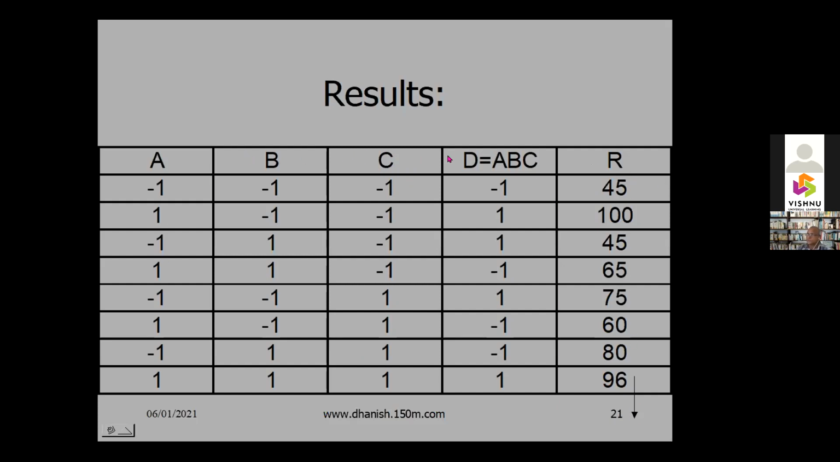So A, B, C, D. What is the meaning of this? That means for A, you give low level in the first run: A will be low level, B low level, C is low level, D is also low level. Second run, A is high level, B low level, C low level, D is high level.